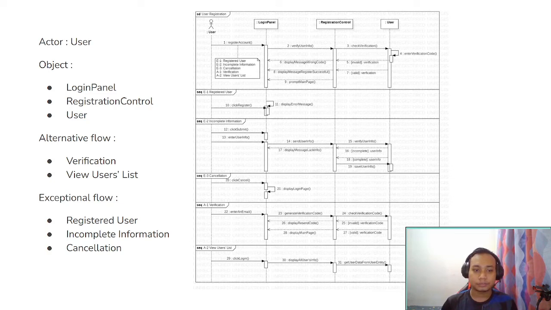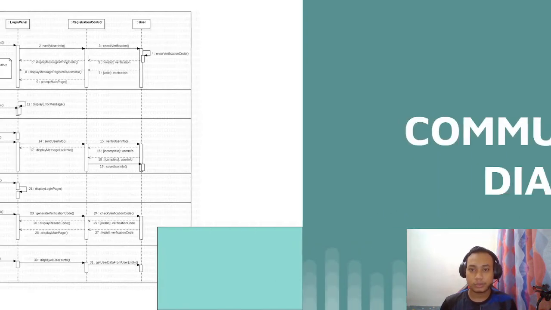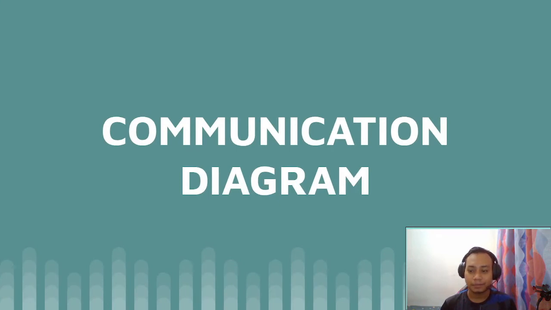For the last exceptional flow, the cancellation, if the user clicks the cancel button while in the registration page, it will display the login page, which is the first page that we have in the system. Next, we have the communication diagram.